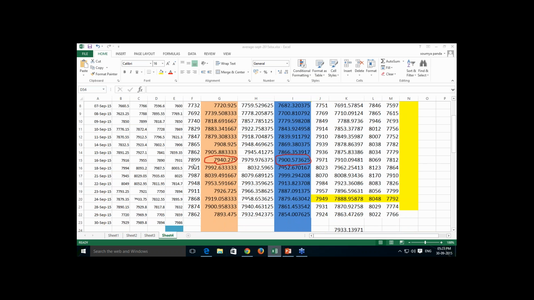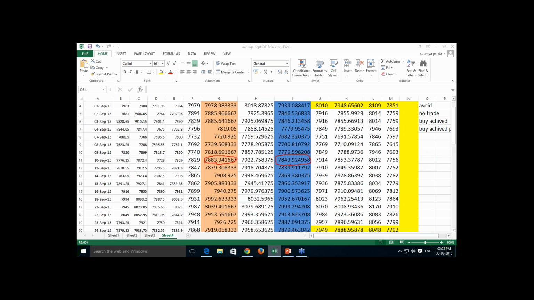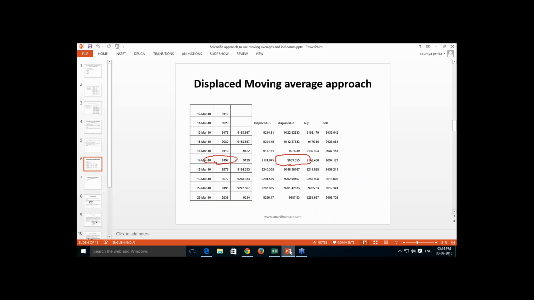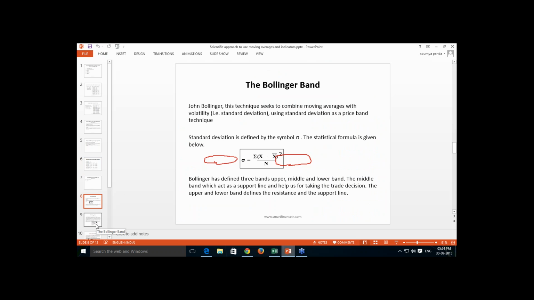So now moving to the next part, the displaced moving average, which is highly useful for our intraday trade decisions, where we are utilizing the Fibonacci principle along with the moving average to identify the trend points and entry points.